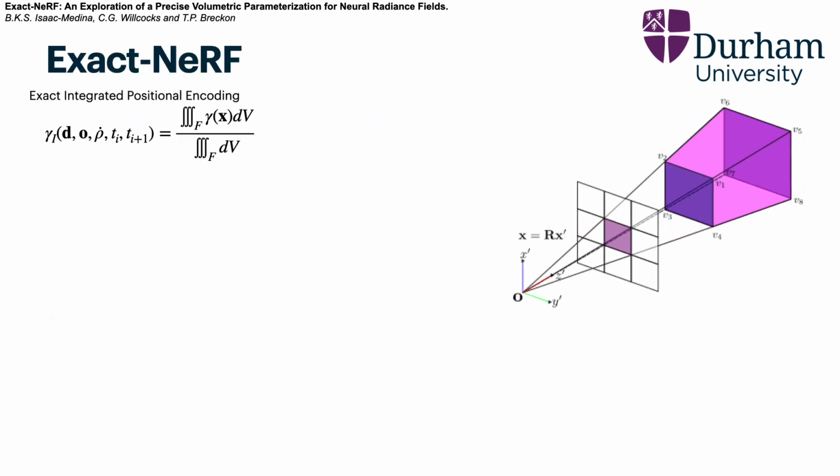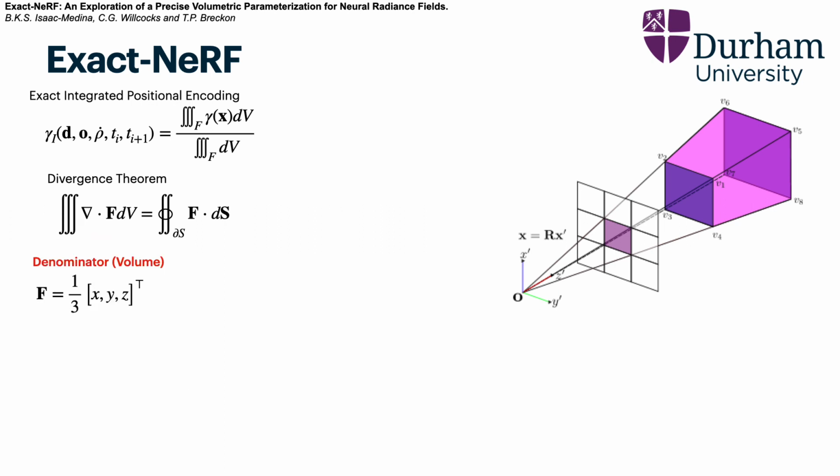In order to calculate an exact integrated positional encoding, we transform the volumetric integrals to surface integrals by using the divergence theorem. Now we focus on finding different functions f that are suitable for our problem. For instance, the denominator, which is in fact the volume of the pyramidal frustum, can be obtained by choosing this function. Then, using the divergence theorem, we can obtain the following surface integral.